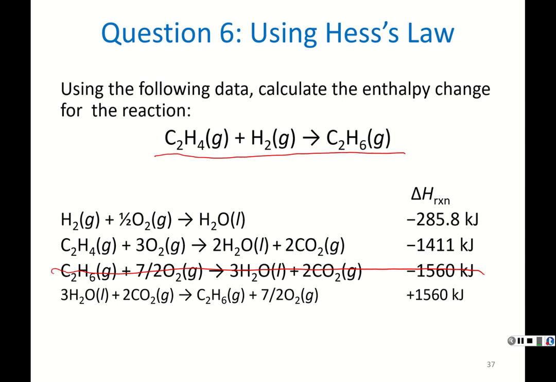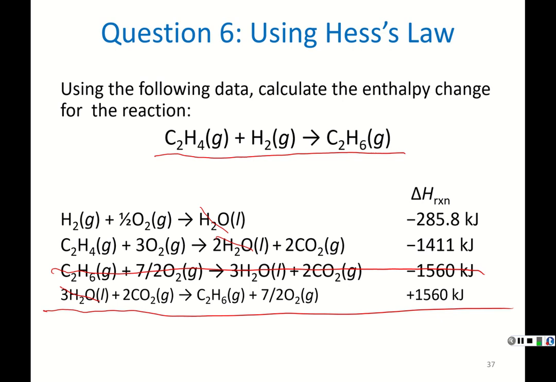Okay. Now if we want to see what cancels out here, we would have 1 H2O and plus 2 H2Os on the product side. They would cancel out with the 3 H2Os on the reactant side here.